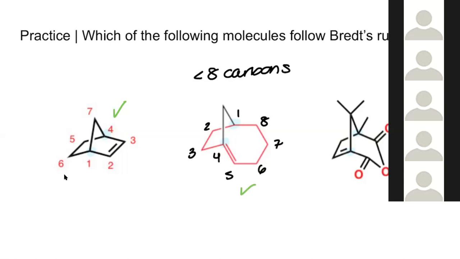We can go ahead and count around again. 1, 2, 3, 4, 5, 6, 7. Remember, the ring is just going to be this bottom part. And we see he's only 7, so this is not good. He is not more than 8. He is breaking Bredt's Rule.